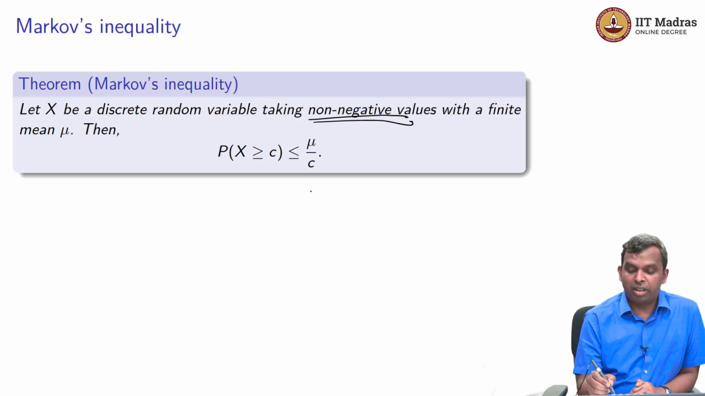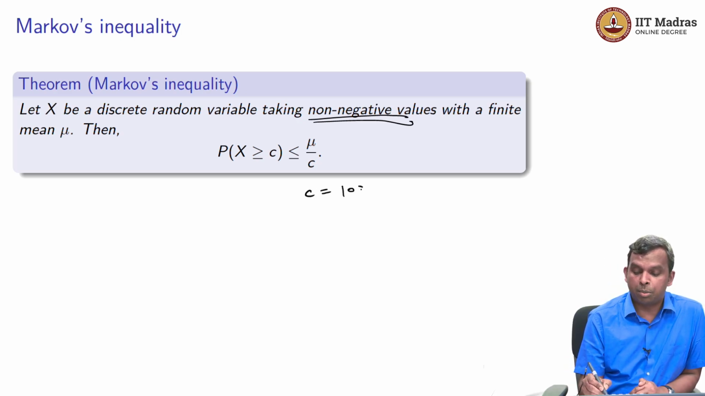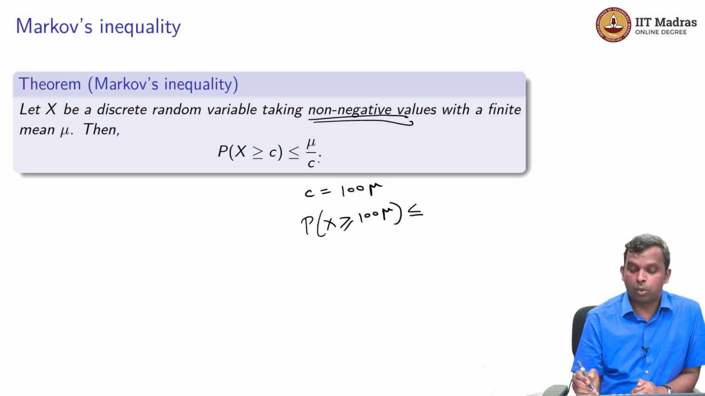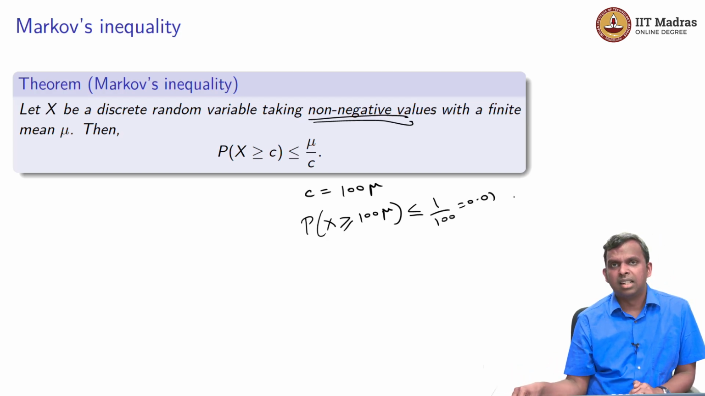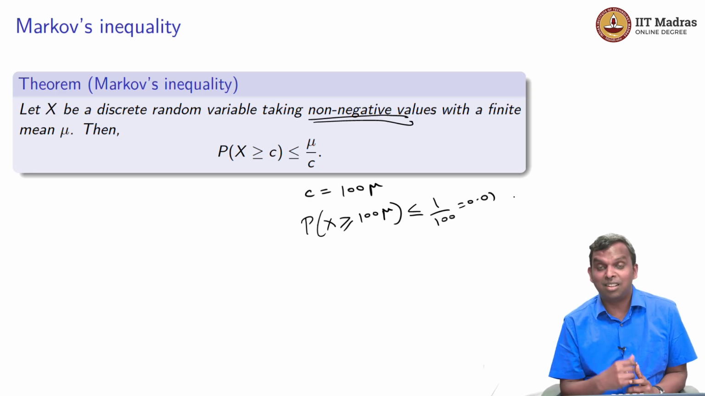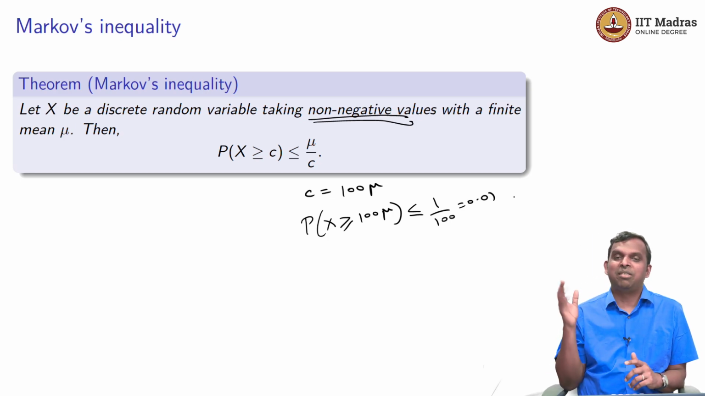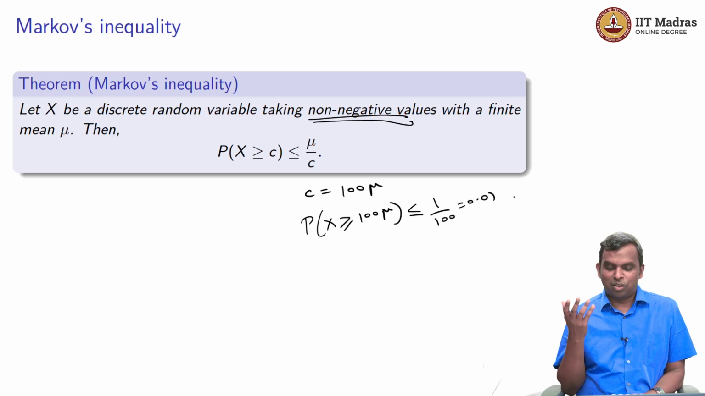A very easy example. Suppose you take c to be 100 mu. Then the probability that X is greater than or equal to 100 mu is less than or equal to 1 by 100, which is 0.01. Already you see a bound here. It may not be a great bound, but still you get a bound. It cannot be very far away from the mean. If it's less than 1%, it is likely to be 100 times the mean.